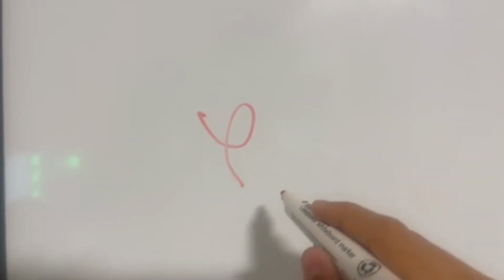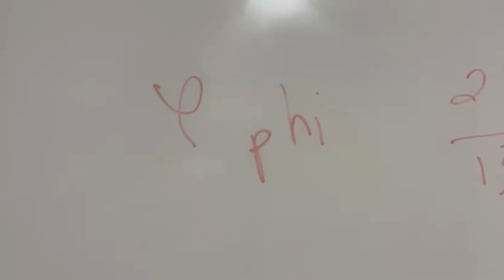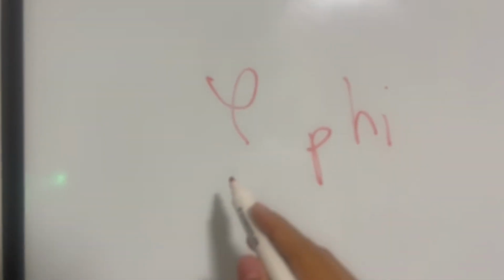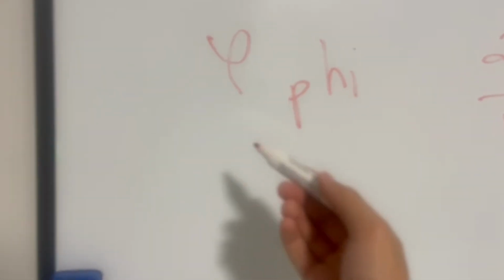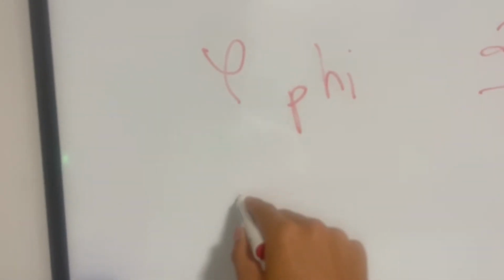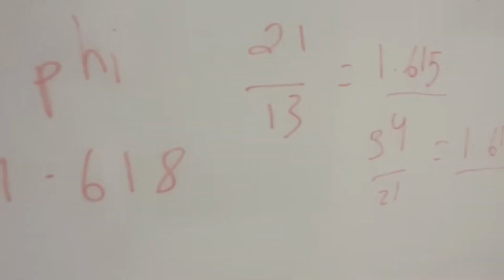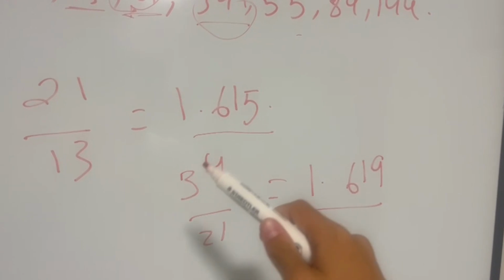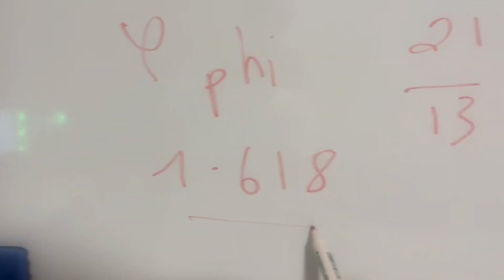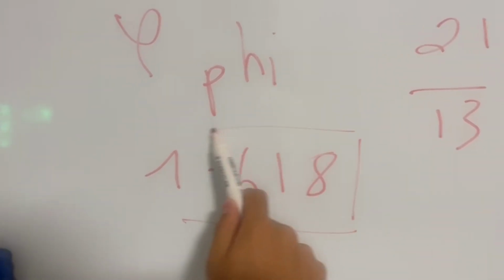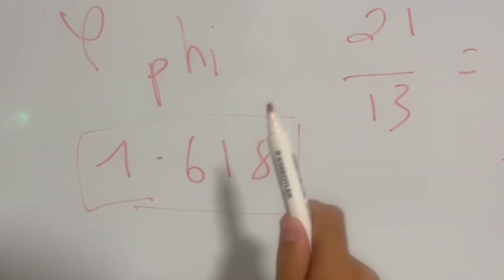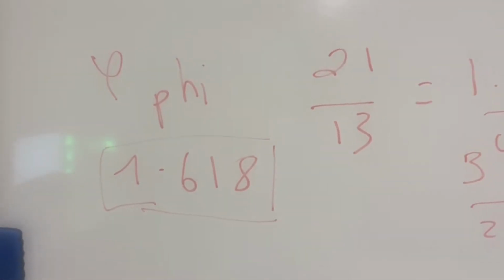this letter right here, called phi. It's a Greek letter that represents the golden ratio, which is 1.618. And as we can see, these divisions converge to this number. They are approximating to 1.618. But why is this so important?